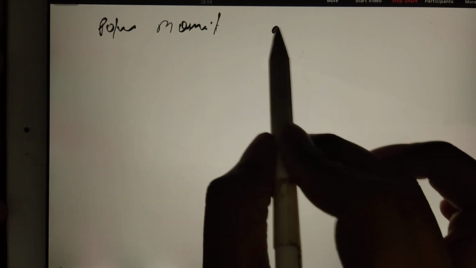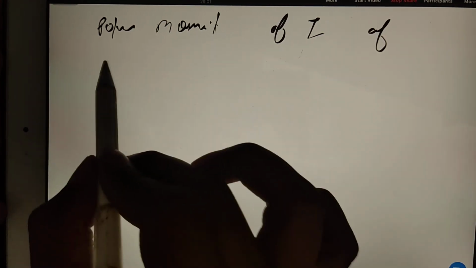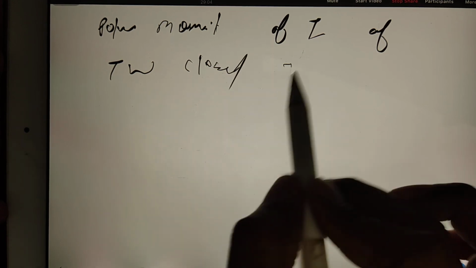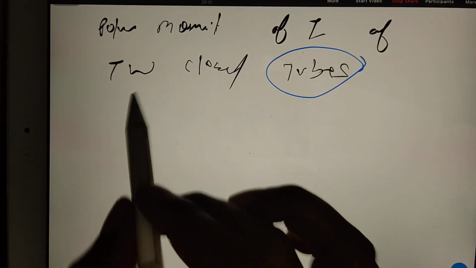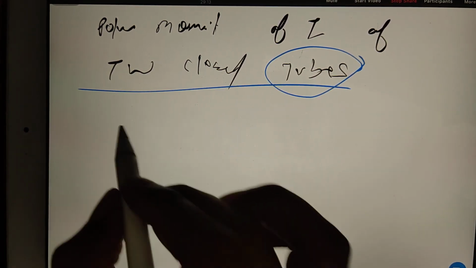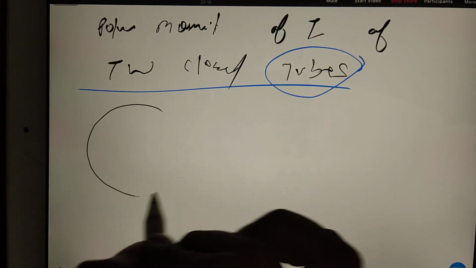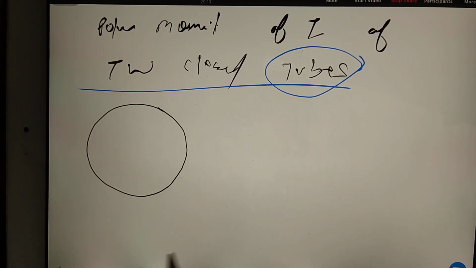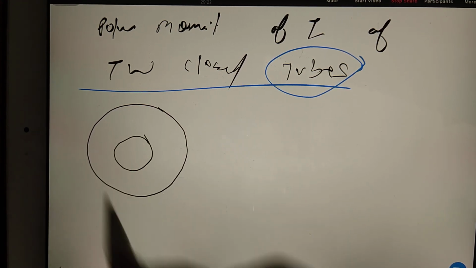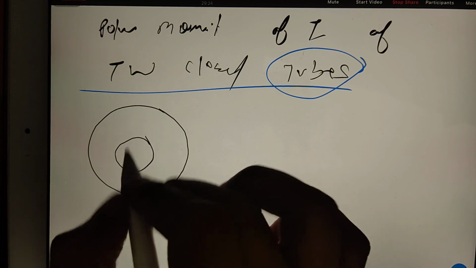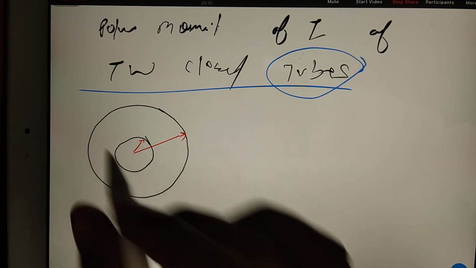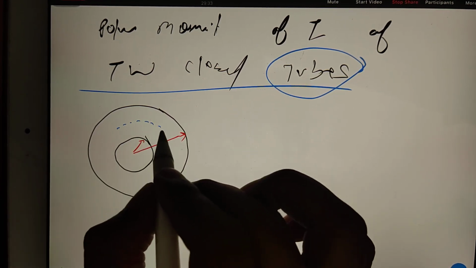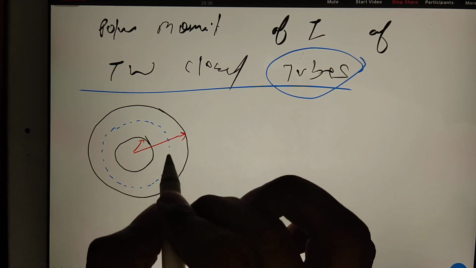Your heading is polar moment of inertia of thin walled closed tubes. I am using the word tube because the thickness is very small. Let's draw this one. Any tube we can draw; suppose I am drawing a circular tube. For a circular tube, you can feel the formula. It is thin, but even so we have an internal surface and an external surface. So we have to target our mean radius, even in the thin case.